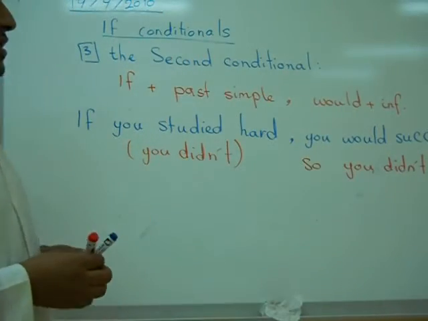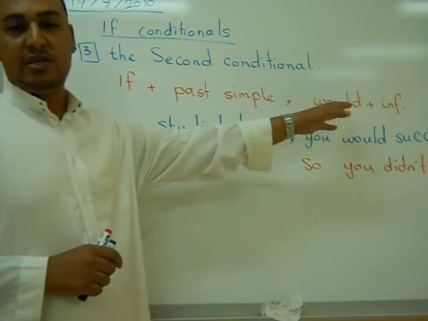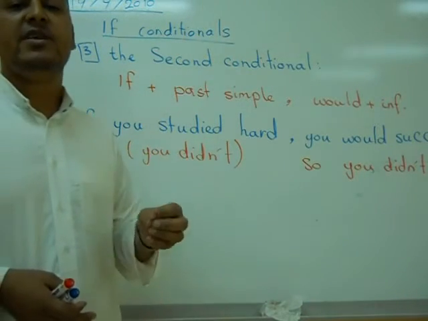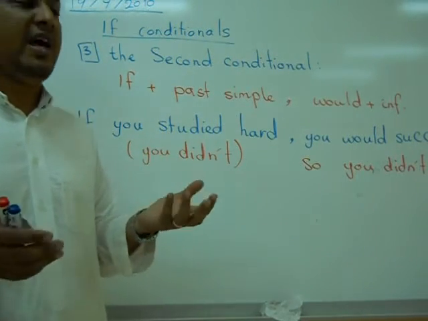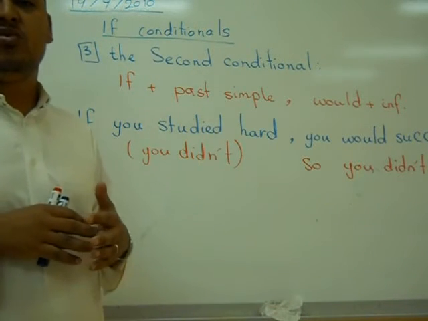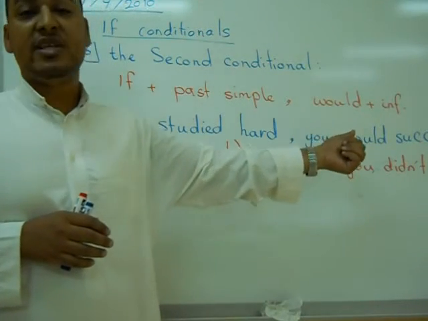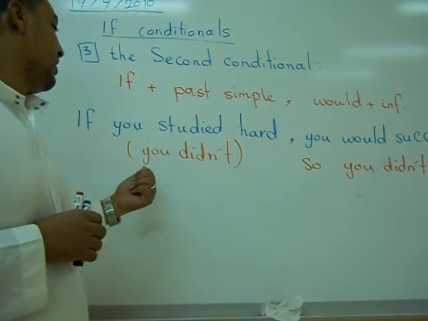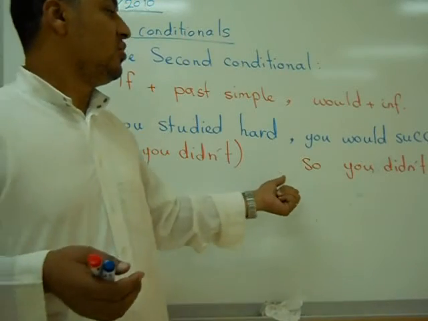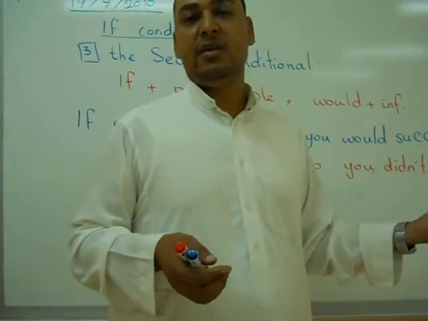You didn't succeed. So we use the second conditional, if plus past simple and would plus infinitive, to express the impossibility of the action. The result was in the past and it will not change in the future, okay? So if you studied hard, you would succeed in the exam. But you didn't study hard in the past, so the result is you didn't succeed in the test.